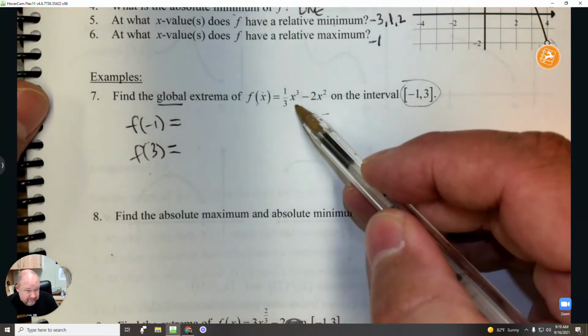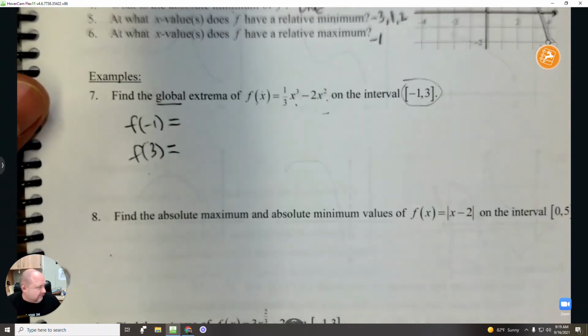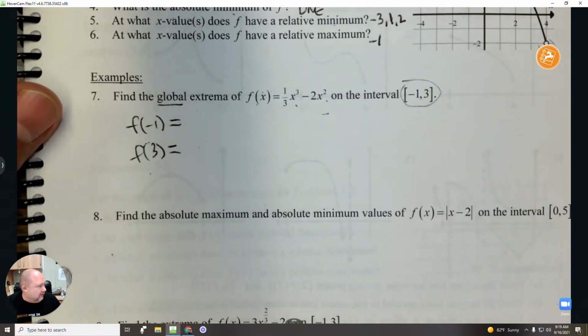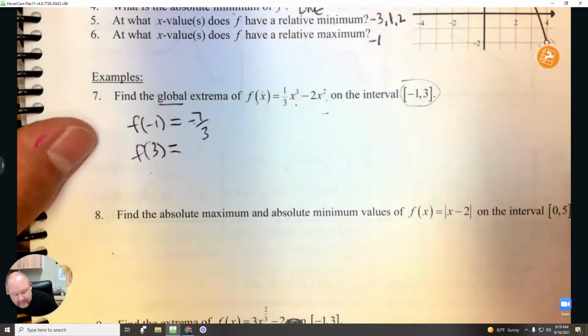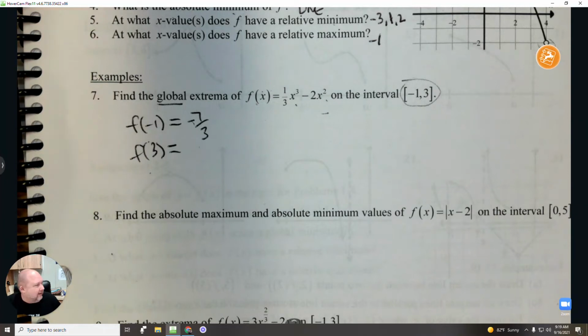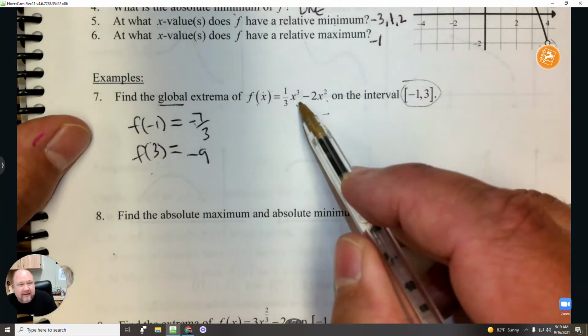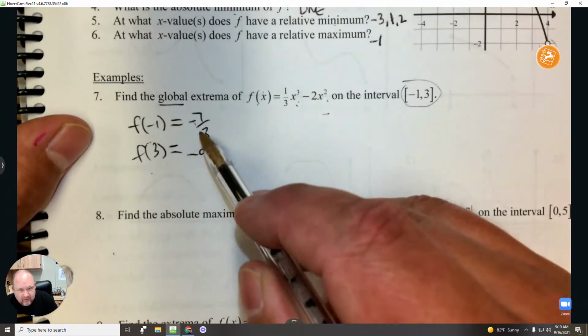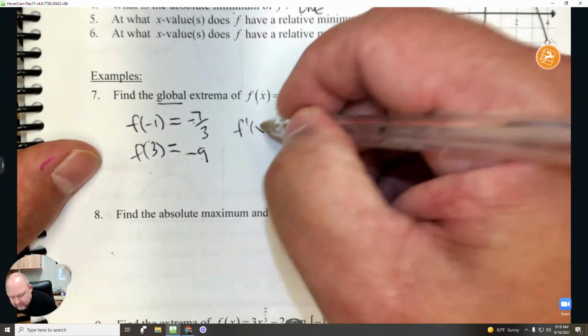So if I plug -1 in for x and solve it, the answer would be -7/3. If I plug +3 into the function, the answer is -9. So I'm just plugging it in for x and doing the work. Those are the answers. Now the calculus, I'm going to take the derivative.